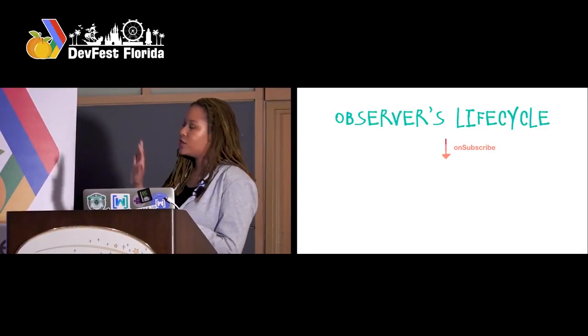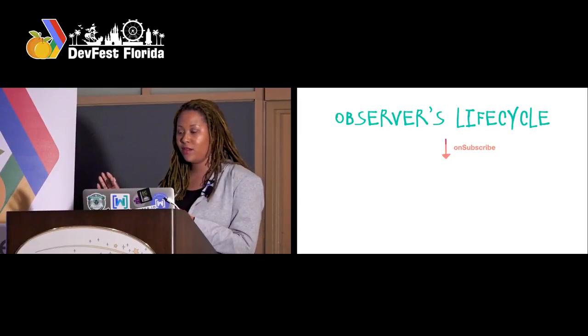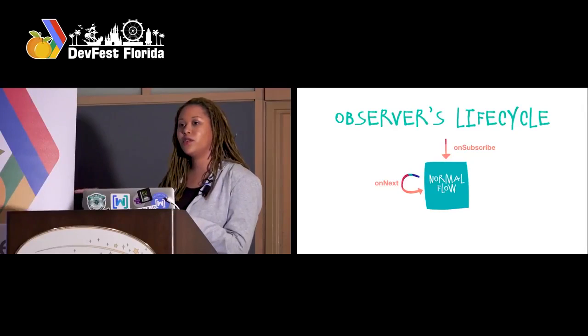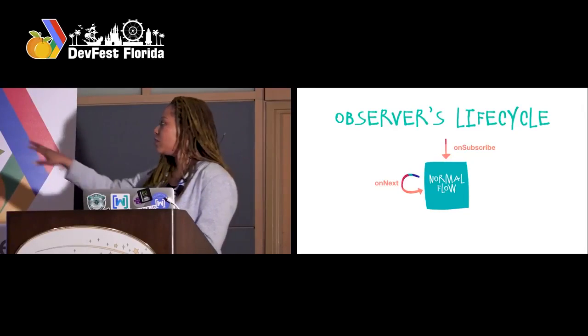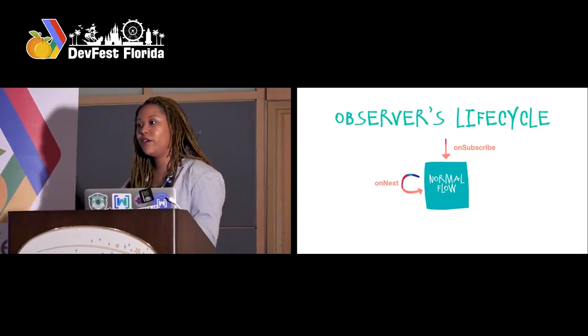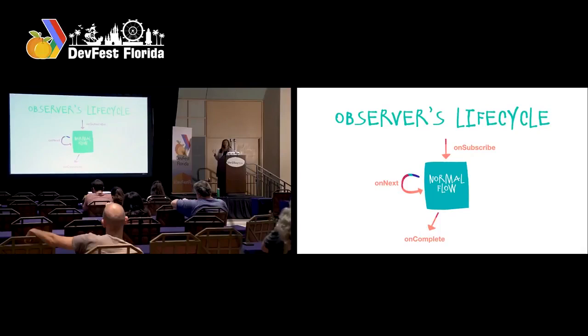So if we were to look at the life cycle of an observer, it would go like this. First a call is made to the onSubscribe method once it's hooked up with its observable. Then throughout the course of its normal flow, its onNext method could be called 0, 1, or many times. It all just depends. And then if it completes successfully, a call is made to onComplete. Otherwise, a call is made to onError. So this is the whole life cycle of it.